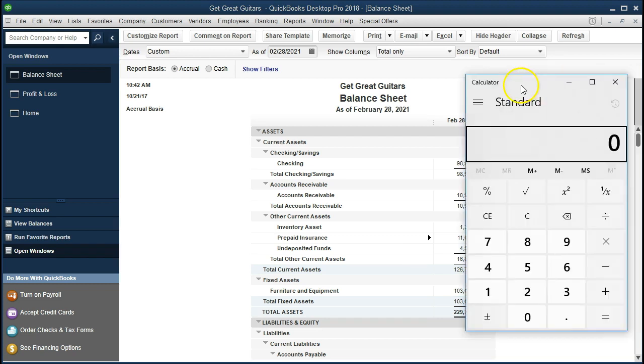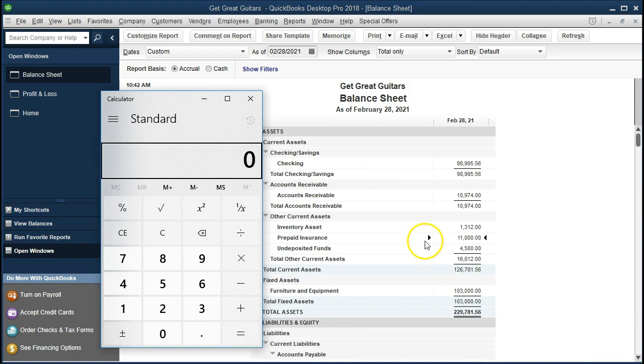We'd have to say, okay, well, here's what we paid for the insurance. In this case, we're going to assume that that covered 12 months. So we paid $11,000 for 12 months.